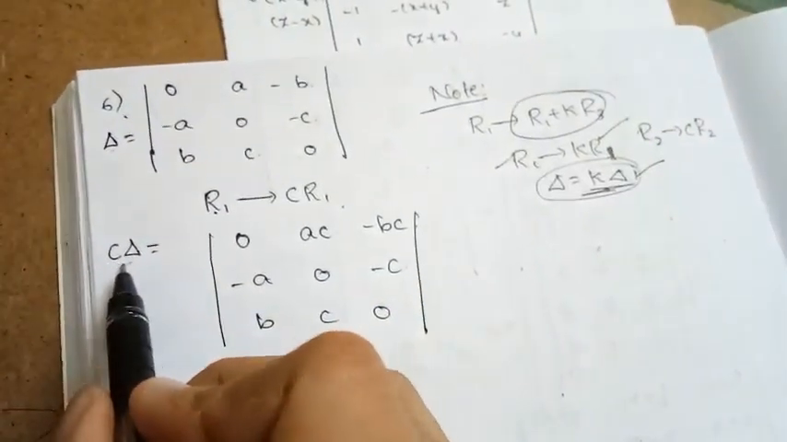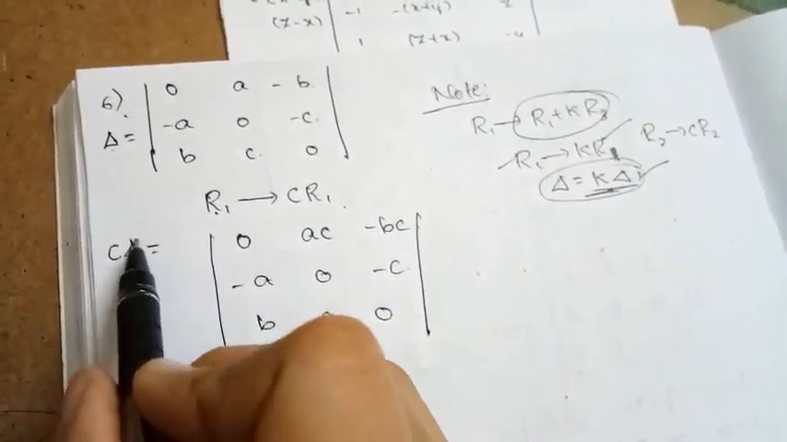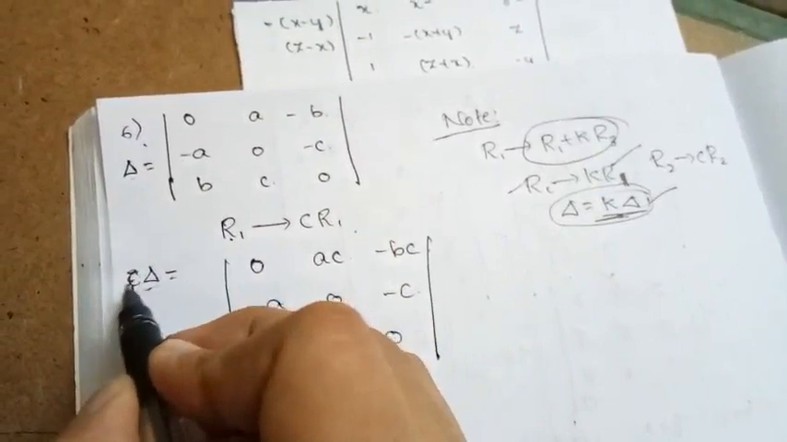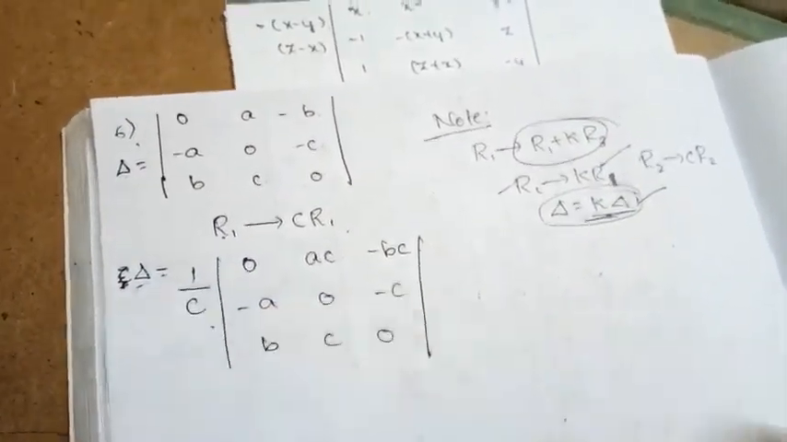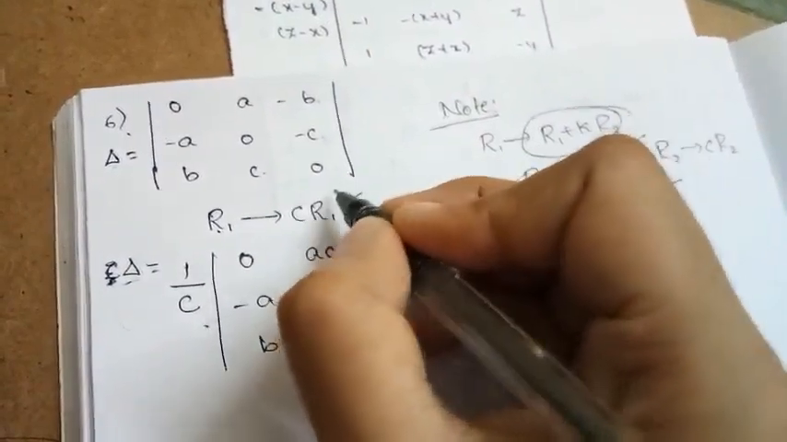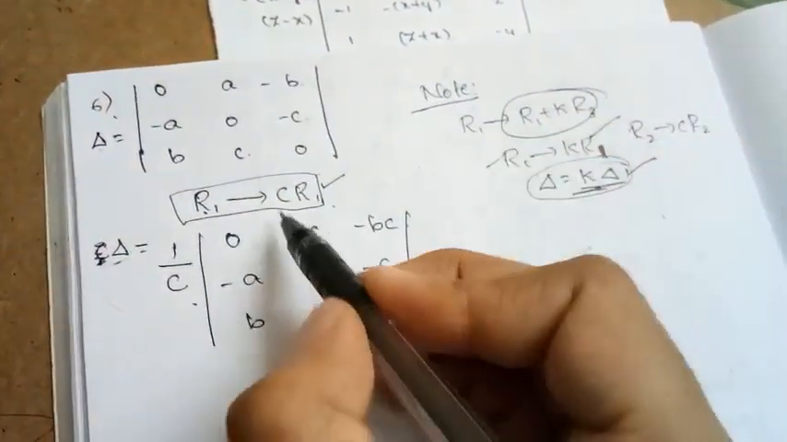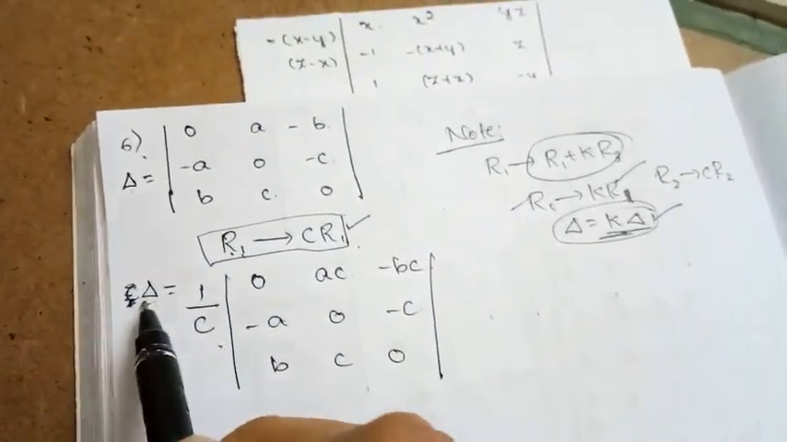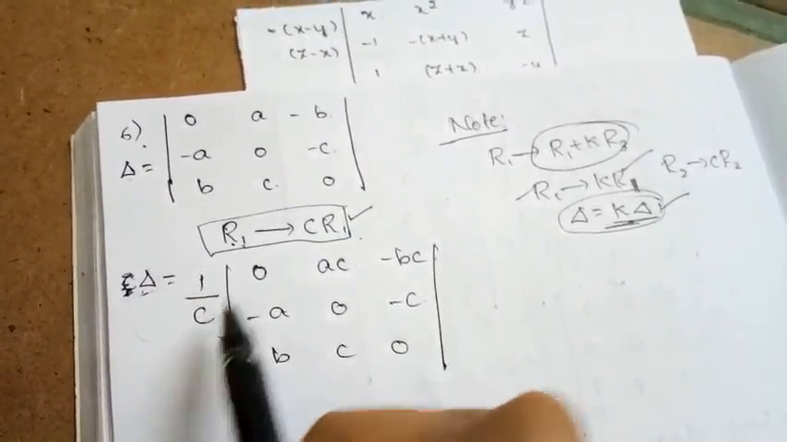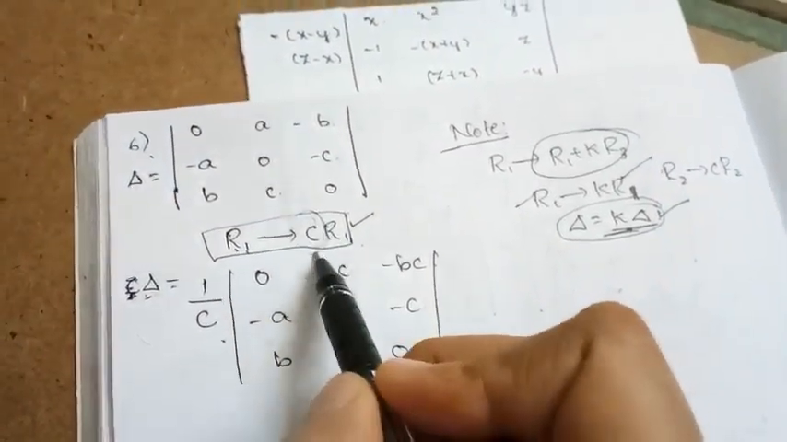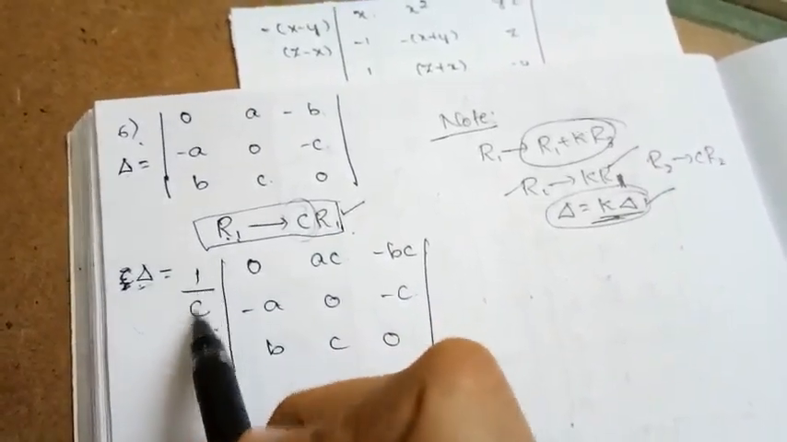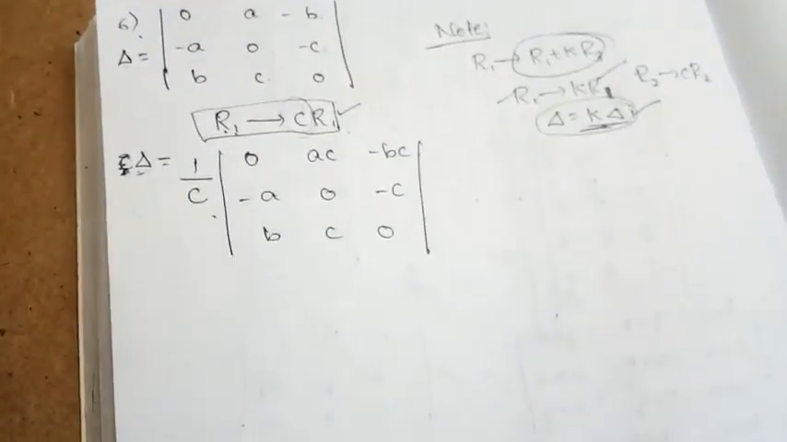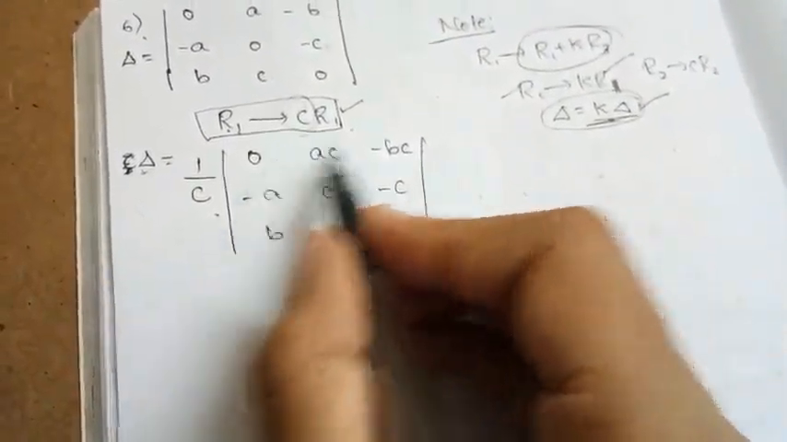But we don't require the value of C delta, we require only the value of delta equal to 0. So I am moving this C to the RHS. So delta is equal to 1 by C. Whenever we use this type of operation, that is Ri implies K times Ri, then the value of determinant delta is equal to 1 by K. What is the constant you have used here? It is 1 by that constant, into the row operation you have applied for that row, you substitute here, okay.